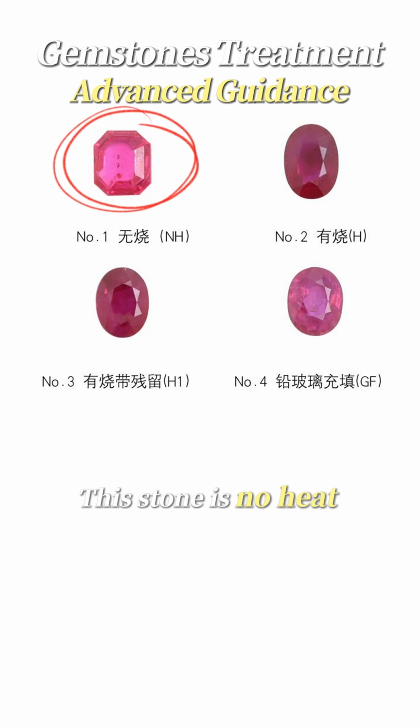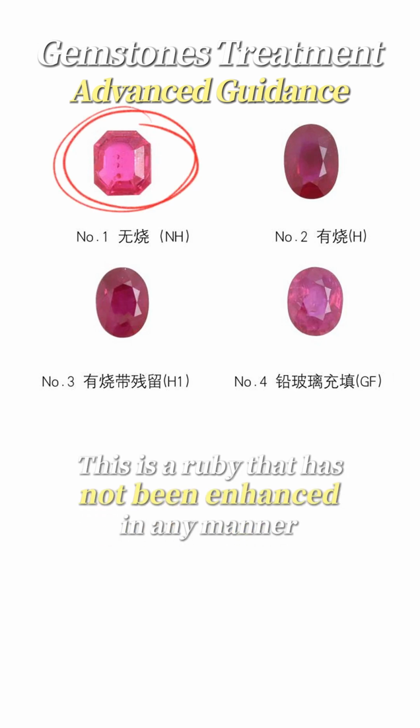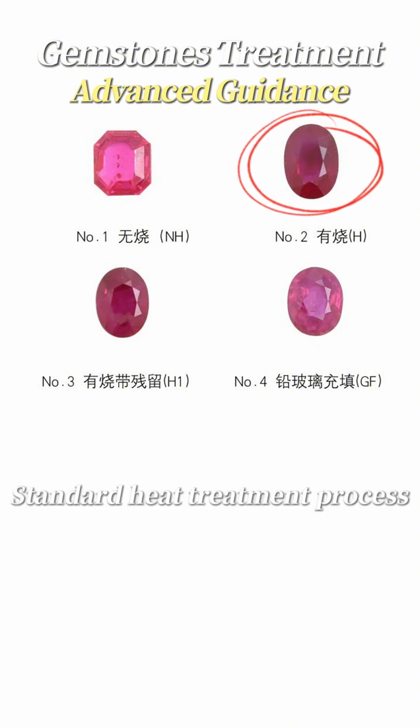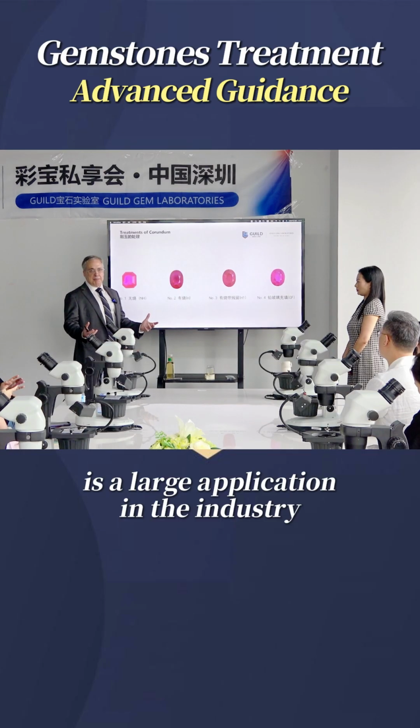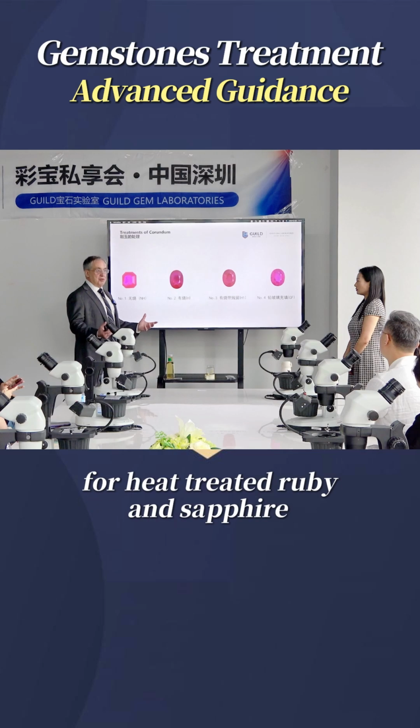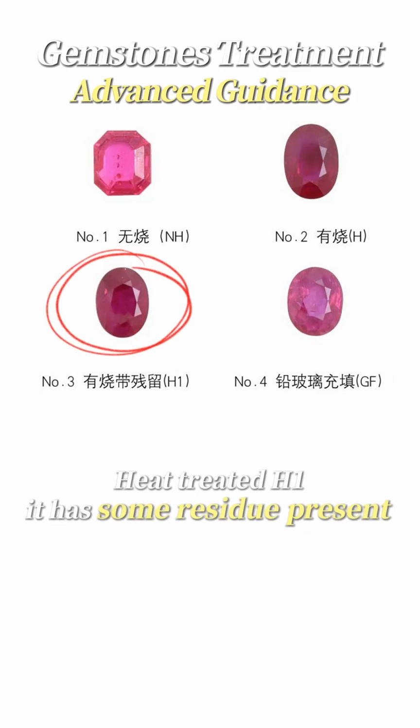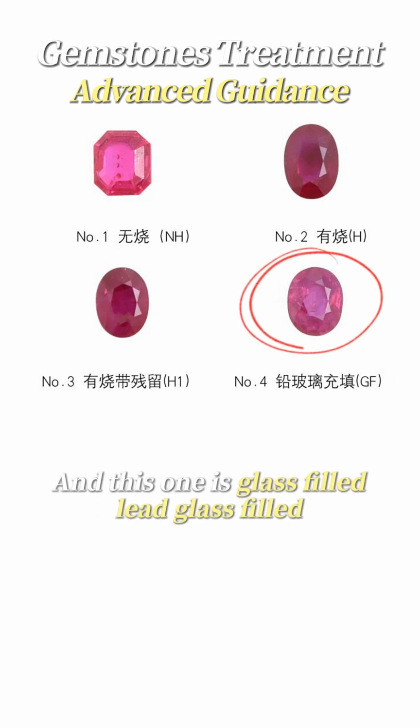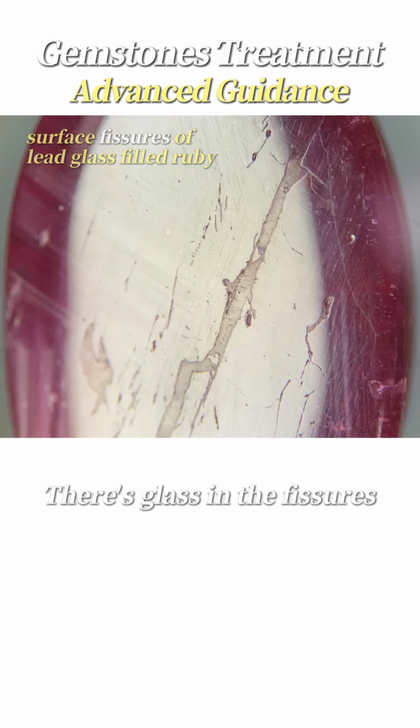This stone is no heat. This is a ruby that has not been enhanced in any manner. This one is heated. Standard heat treatment process is a large application in the industry for heat-treated ruby and sapphire. Heat-treated, H1, it has some residue present. And this one is glass-filled, lead glass-filled. So there's glass in the fissures.